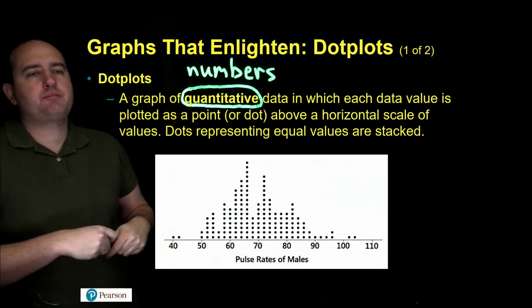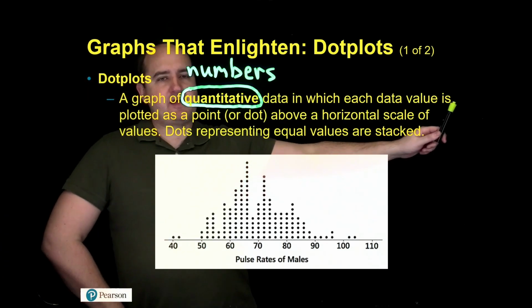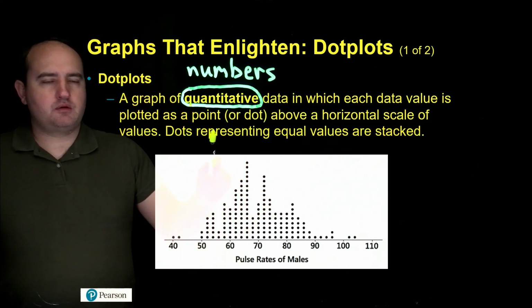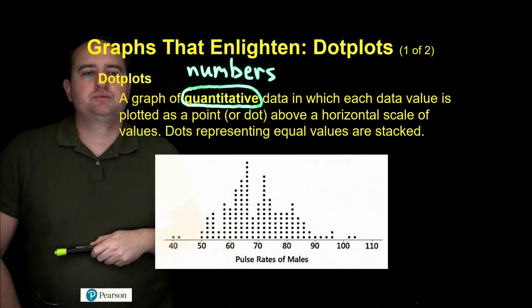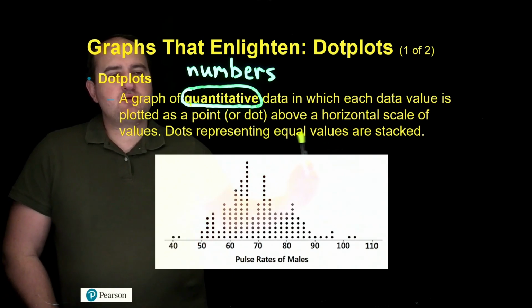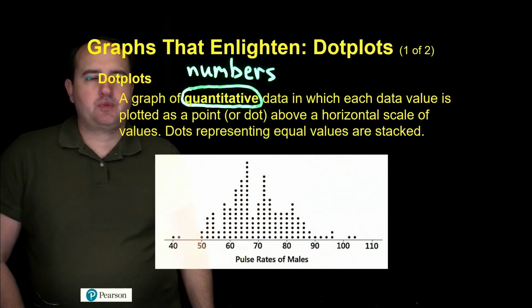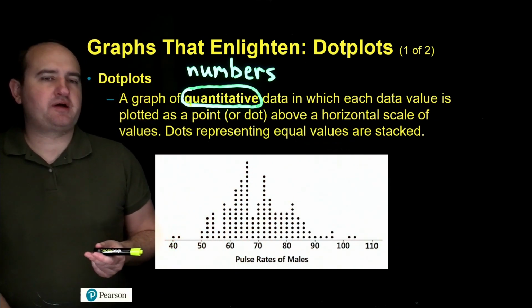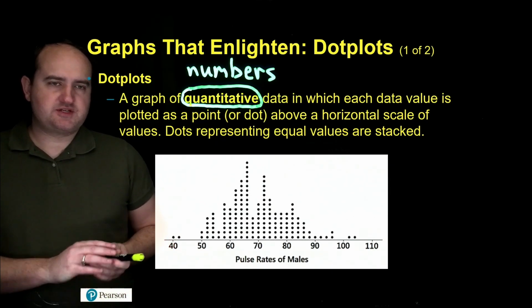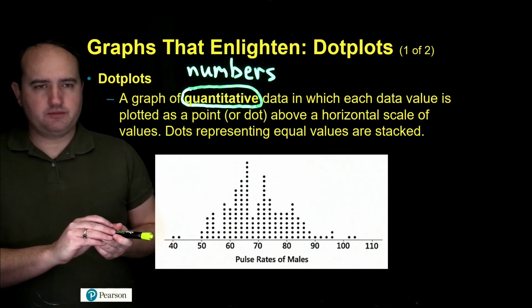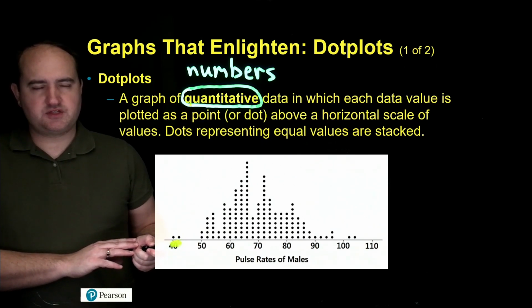Okay, so in a dot plot, each data value is plotted as a point or a dot above a horizontal scale of values. Dots representing equal values are stacked. Okay, so if we look at this dot plot that we have here, we can see that there's a dot right at 40, and then also a dot just to the right of 40.